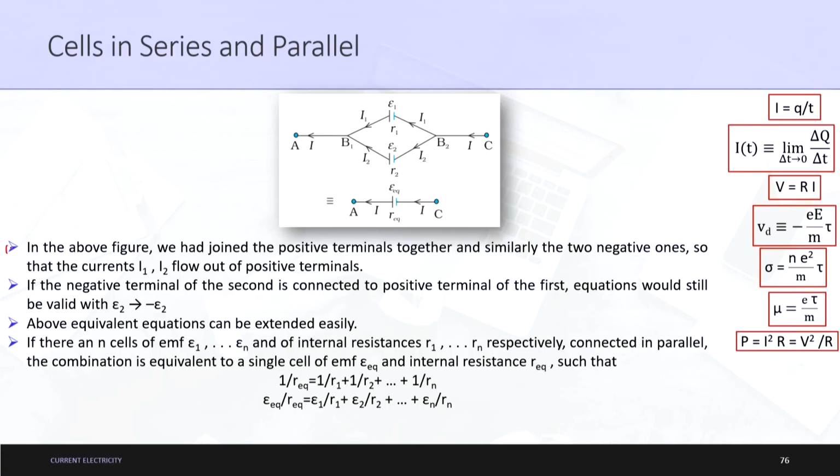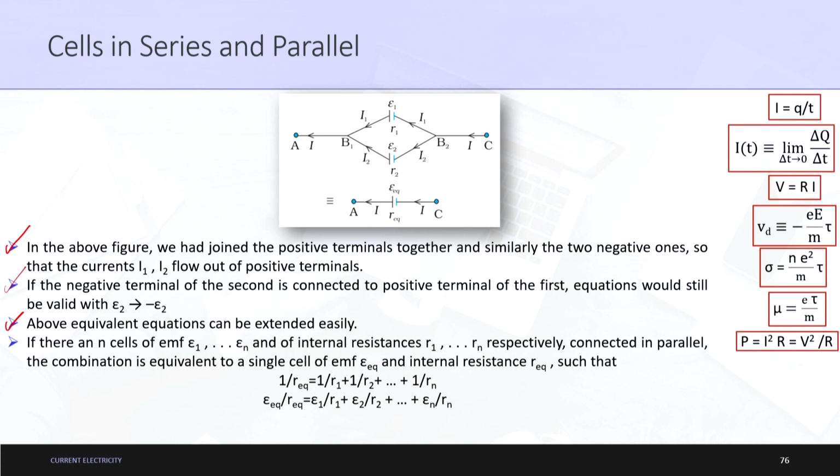For example, let us suppose epsilon 2 is giving you a 5 volt supply, then we will change it from plus 5 volts to minus 5 volts. So, this has also been explained. Now, the above equivalent equation can be extended easily. The extension has been done for n series or n parallel cells.